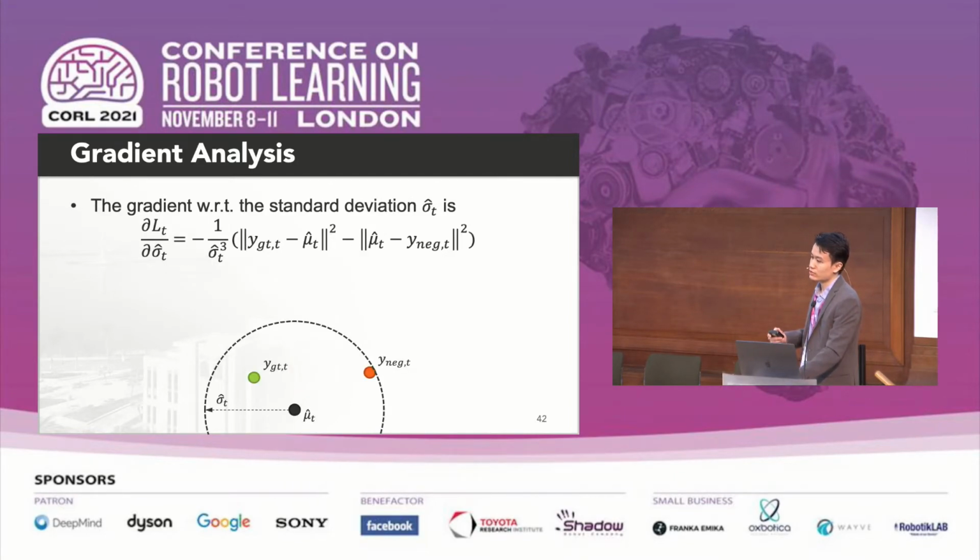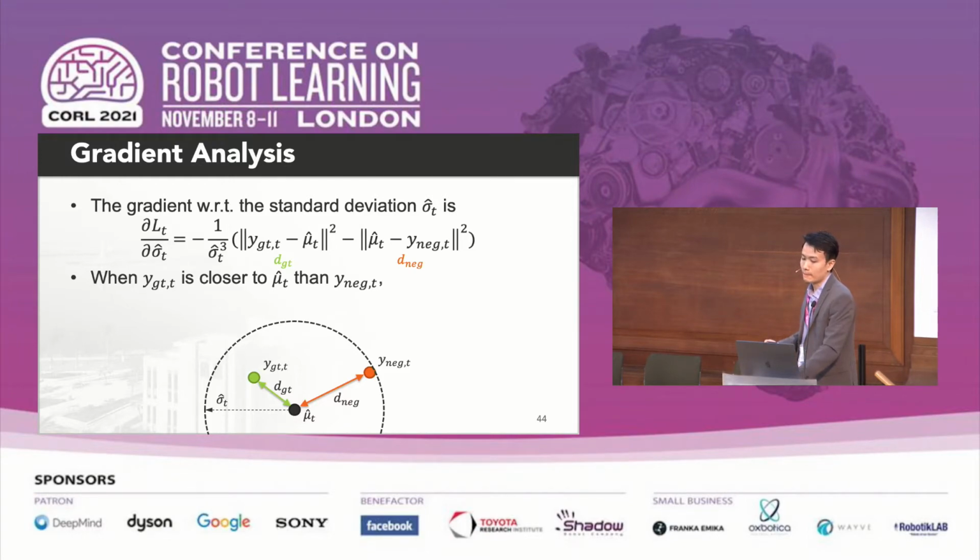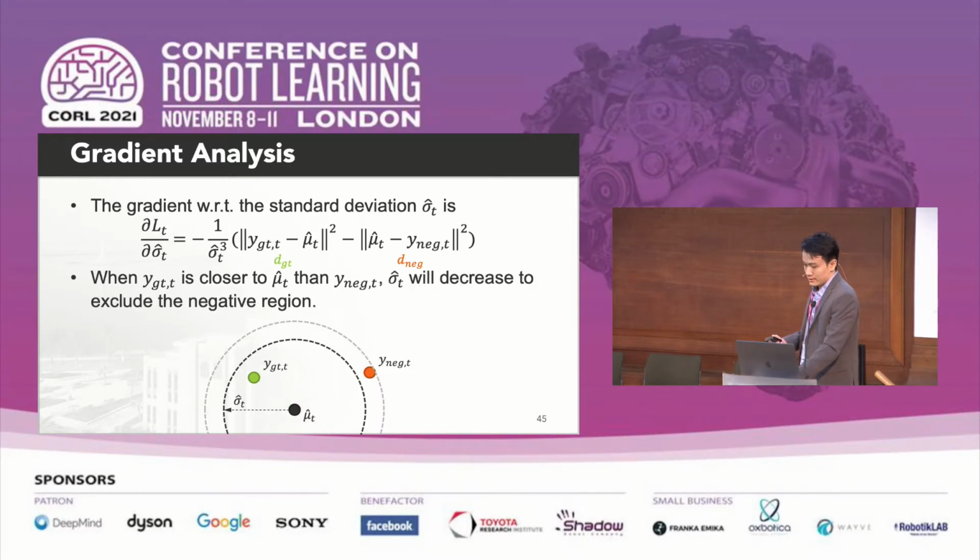Besides, the gradient with respect to the standard deviation sigma is in this equation. You can see that the change of the sigma depends on the distance from the predicted center to the ground truth, d_gt, and to the negative, d_neg. In case the ground truth is closer than the negative, sigma will shrink to exclude the negative region and become a better estimation of the true data distribution.